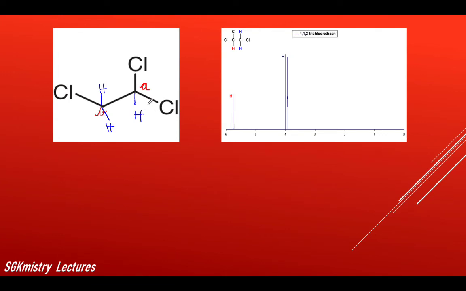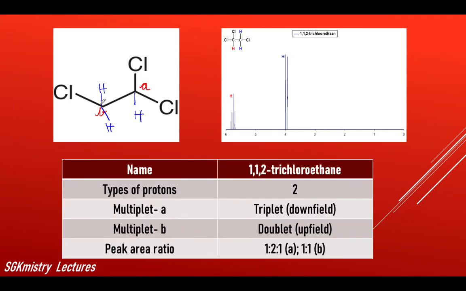Now which will be downfield and which one will be upfield? Hydrogen A has 2 neighboring electronegative chlorine atoms. So this will be in the downfield region, and hydrogen B has only 1 chlorine atom which is neighboring to it. So it will be in the upfield region.